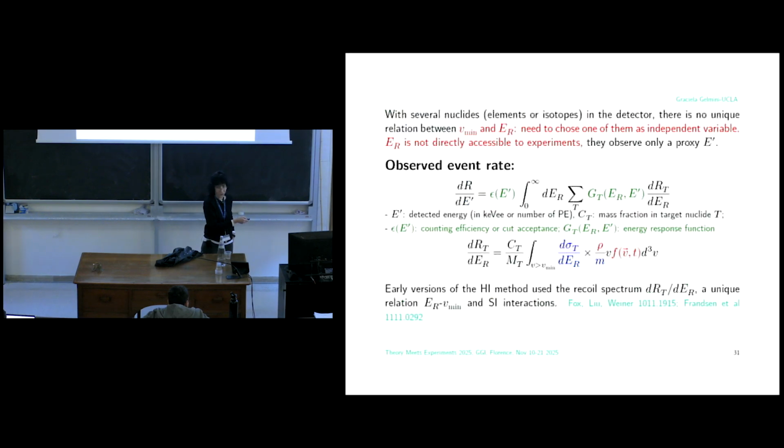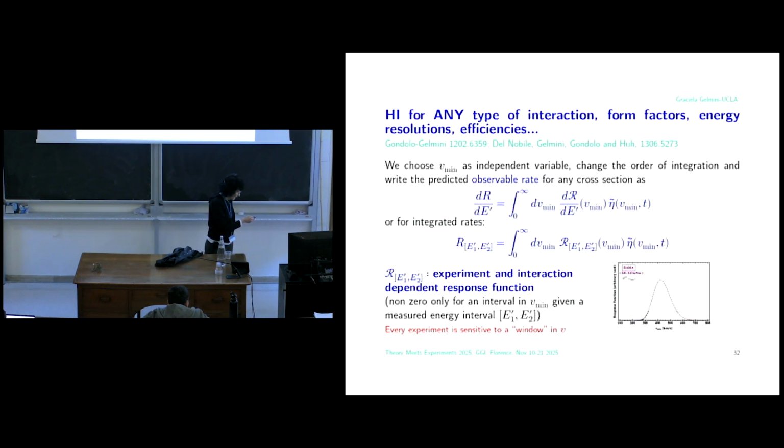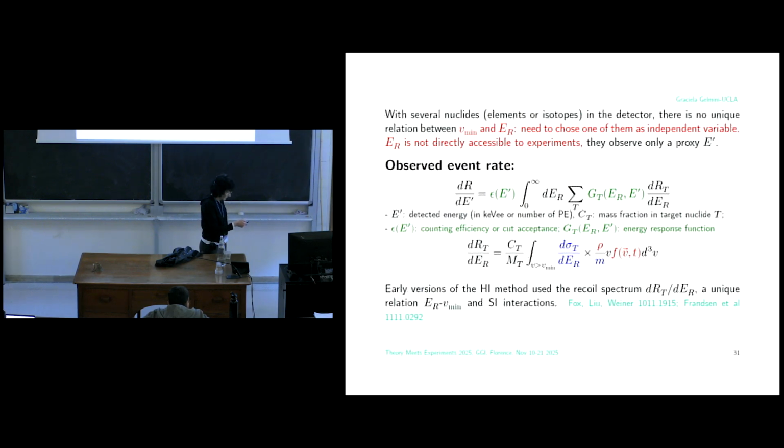It is actually a convolution. So what we did, starting in 2012, this was my work with Paolo Gondolo, and then I have worked on this repeatedly, doing different things. What we did was to choose Vmin as independent variable. Then we changed the order of integration. You have an integration in velocity and an integration over ER. Well, let me exchange the order of integration.